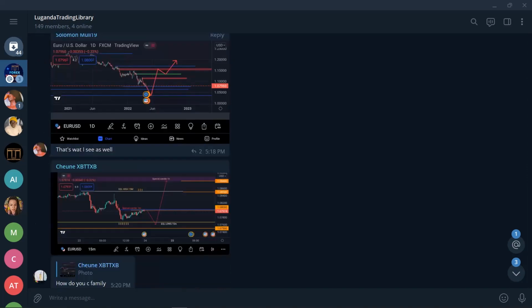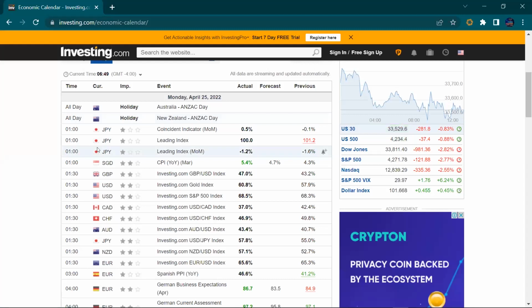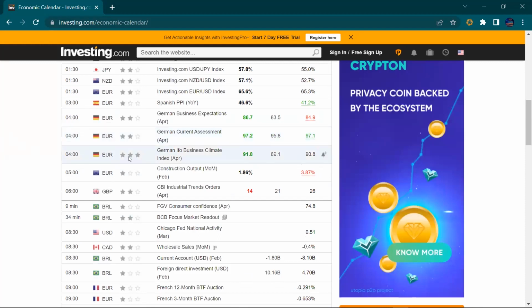So let's go back to the chart. Let's say we are going to investing.com, the economic calendar. So what are you looking for? You are looking for high volatility in the market. You're only looking for these pairs with a strong move down. You're going to look for a 3 stars pair, okay? A pair that has 3 stars.